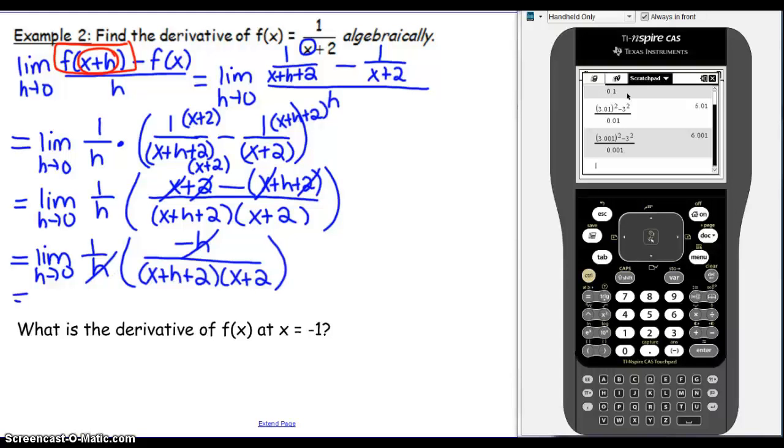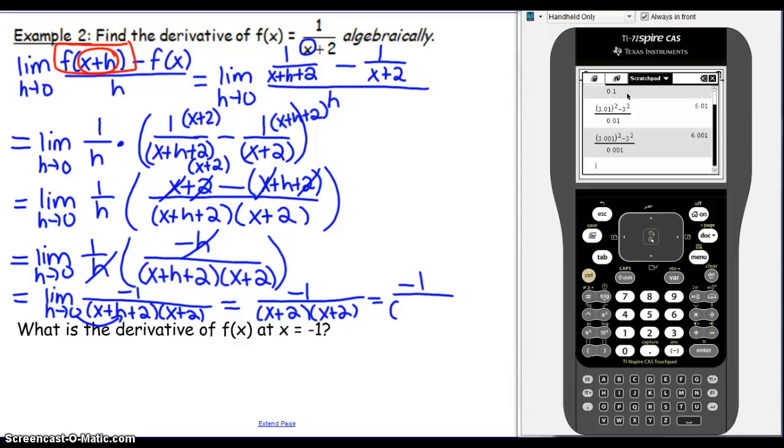So we're left with the limit as h approaches 0 of negative 1 over x plus h plus 2 times x plus 2. And so now, because we canceled out the h in the bottom, we can just plug in 0 for h for any remaining h's. So we're left with negative 1 over x plus 2 times x plus 2, which can also be written as negative 1 over x plus 2 squared.